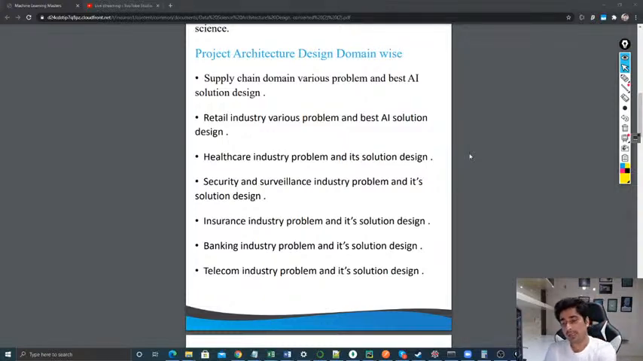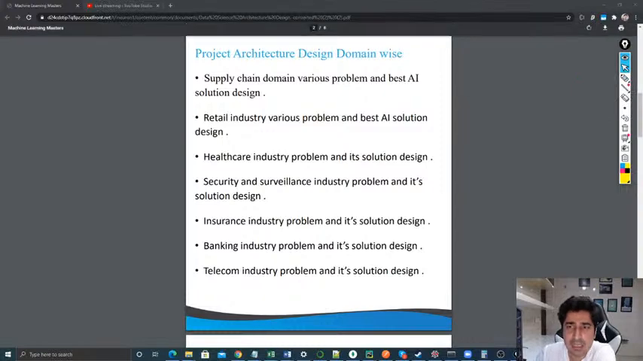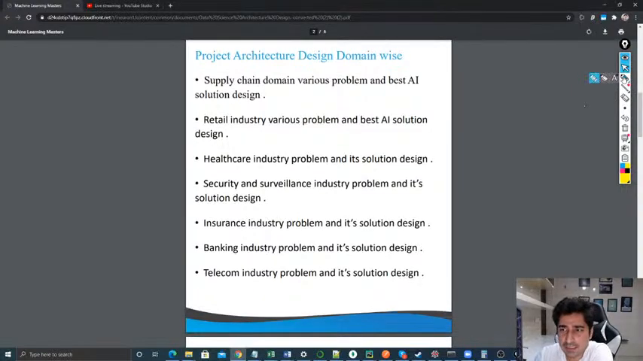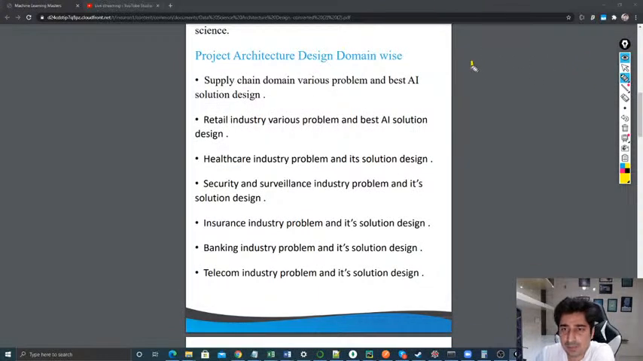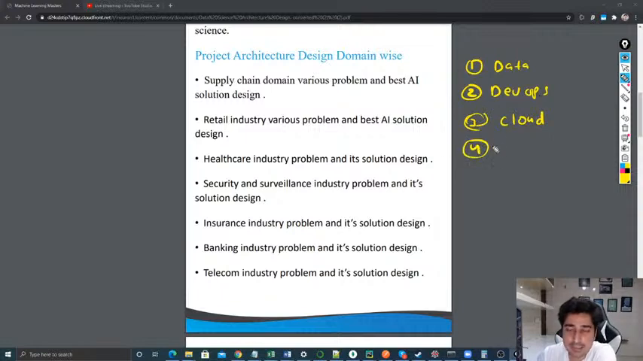Now, whenever we talk about a solution, it's not just the data or data points which come into the picture. Apart from data, there are various things. The first part is data. Number two is other infrastructure. If I'm talking about infrastructure, DevOps will come into the picture, and cloud will come into the picture. On top of that, I can say UI development, which can be a mobile application or a desktop application.